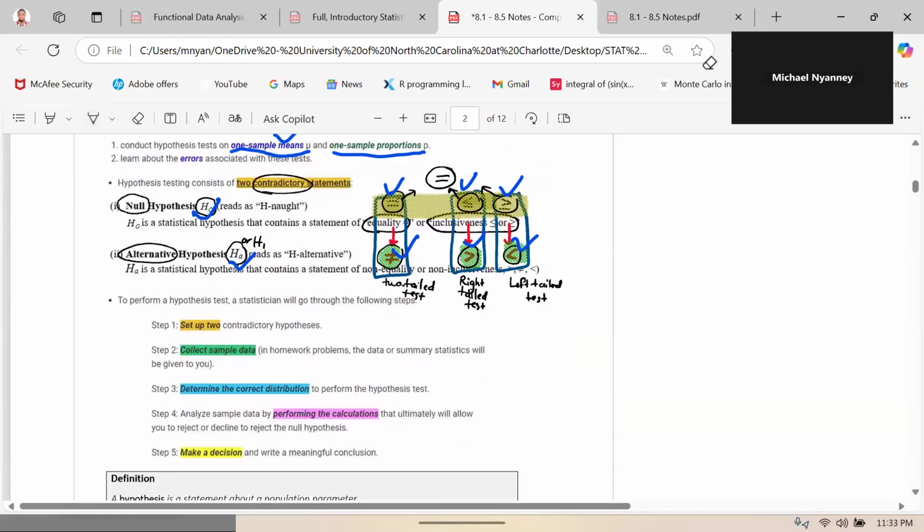All right, so there are processes that help us in testing our null and alternate hypotheses. First of all, we write these two hypotheses, the H0 and the H1. Okay, then we collect a sample because we need data to verify our hypothesis. Then we determine the correct distribution to perform the hypothesis test. We perform some calculations and make a decision out of it. So as we move ahead, you're going to understand these steps further.